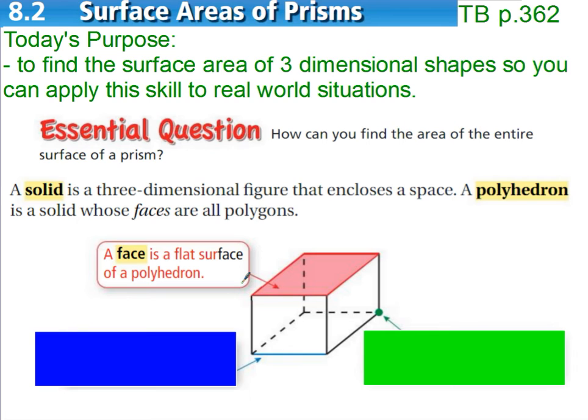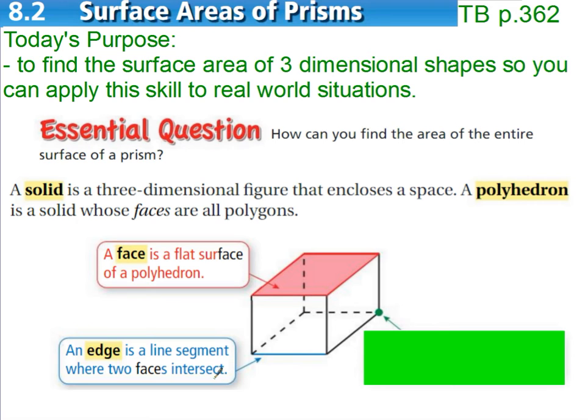Okay, then if you take a look at the blue line in our figure, that is considered to be an edge. The edge is the line segment where 2 faces intersect. So the edge here on our shape, that blue edge, is connecting the front side of our prism to the base or the bottom side of our prism.